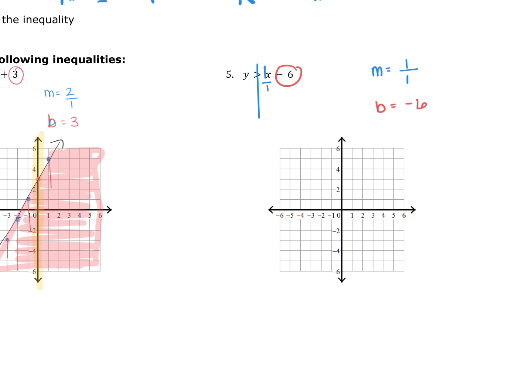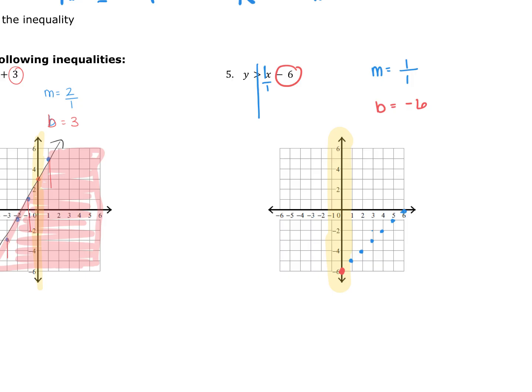So on this y axis, I'm going to start at -6. So my first dot goes on -6, and then I'm going to do whatever my slope tells me. My slope's telling me I'm going to go up 1 and over 1. So up 1, over 1, up 1, over 1. And I'm just going to keep going until I can't go anymore.